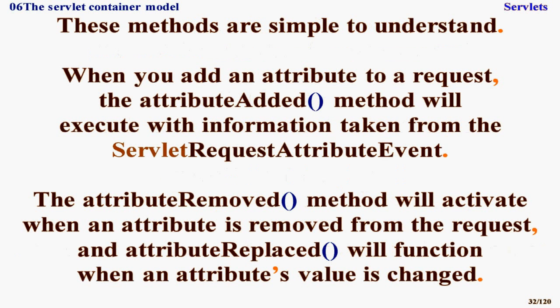These methods are simple to understand. When you add an attribute to a request, the attributeAdded method will execute with information taken from the ServletRequestAttributeEvent. The attributeRemoved method will activate when an attribute is removed from a request. The attributeReplaced method will function when an attribute's value is changed.